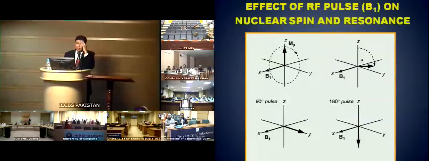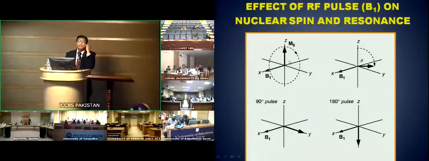Crucially important concept. This is your B naught, the direction of B naught. This is your M naught representing the Boltzmann distribution excess. And now you want to bring in another force, which is called radio frequency, incident radiation, electromagnetic radiation, the magnetic component of radio frequency, which is called B1. And this B1 is given from anywhere in the transverse plane, perpendicular to the magnetic field.